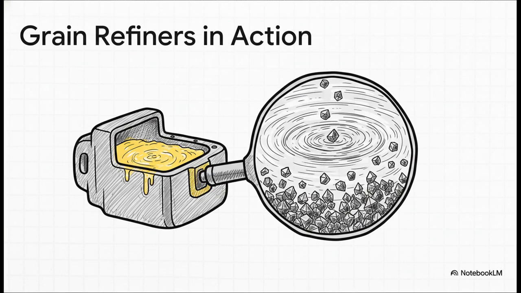Take the aluminum alloys used in car engines. A tiny bit of the element titanium is added. Why? Because it forms these little particles of titanium aluminide, which are the absolute perfect seeds for aluminum crystals. Their atomic structure is an almost perfect match, making them an ideal template. It's like giving the aluminum millions of perfect blueprints to build on.